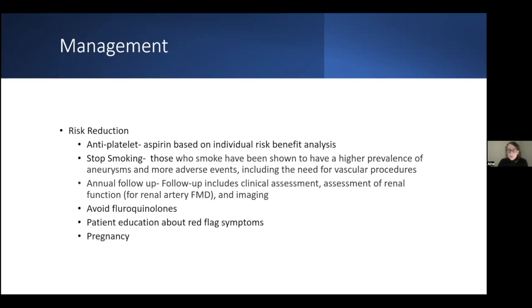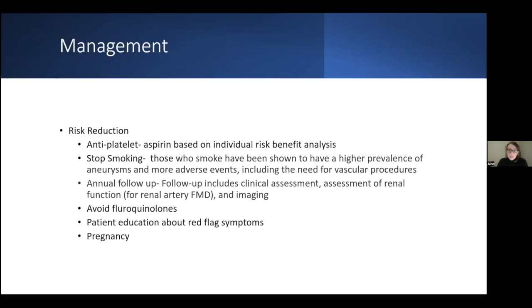In general, we tell our patients to avoid fluoroquinolones due to the risk associated with dissections or tears in the vessel and aneurysm, that ballooning of the vessel. It's really important to educate patients on red flag symptoms, and these are typically symptoms that involve cerebral manifestations. So any change in your neurological status, such as change in your visual acuity or symptoms consistent with a TIA, or commonly referred to as a mini stroke, we would recommend that you seek urgent medical attention.